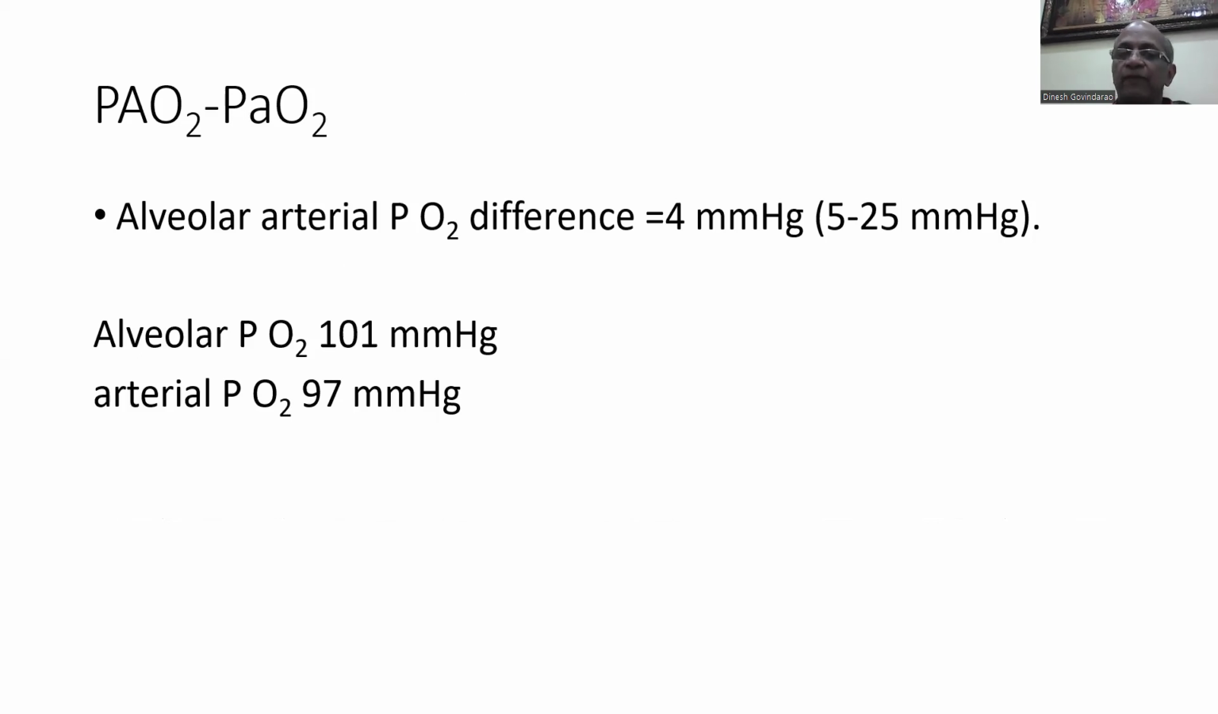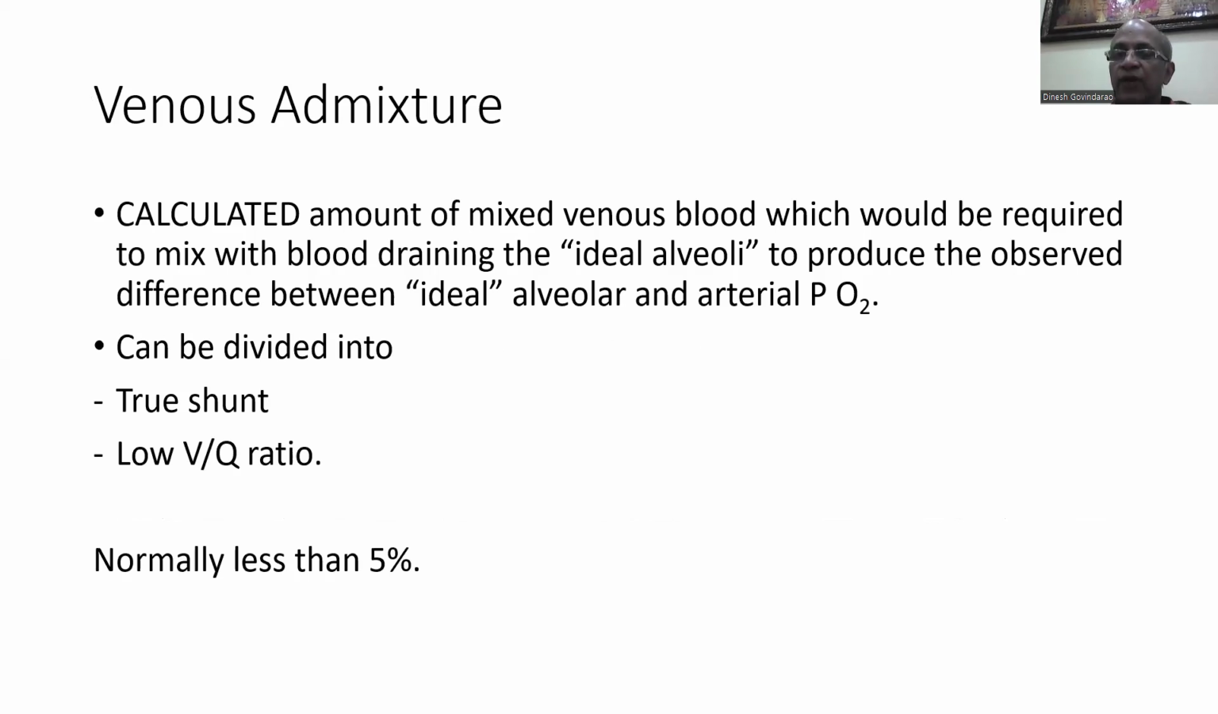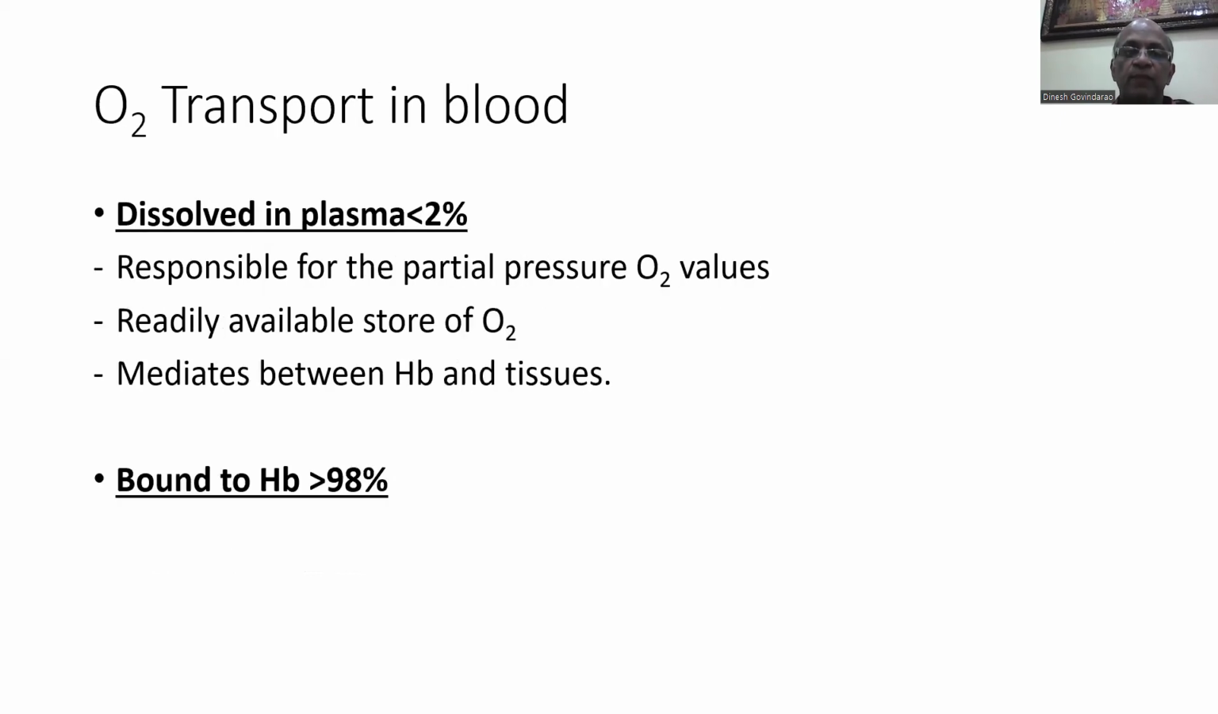There is a difference between the alveolar and arterial partial pressure of oxygen of about 5 to 25 millimeters of mercury. This is mainly because of the reduced mixed venous partial pressure of oxygen in the veins, or the venous admixture. Venous admixture is the calculated amount of mixed venous blood which would be required to mix with blood draining the ideal alveoli to produce the observed difference between the ideal alveolar oxygen and the arterial oxygen partial pressures. So this can be divided into true shunts, which may be anatomical as well as physiological, and the blood traversing through the low ventilation perfusion ratio alveoli. Normally, venous admixture is less than 5%.